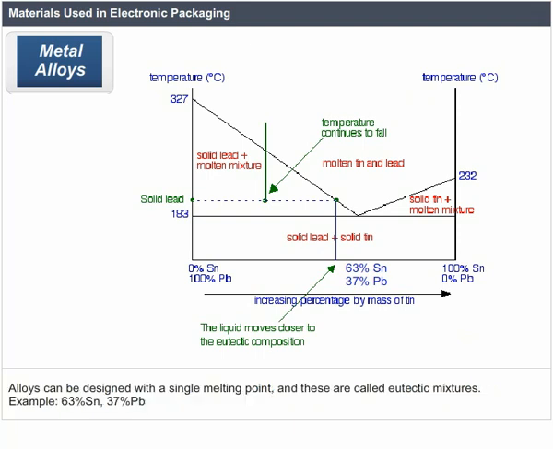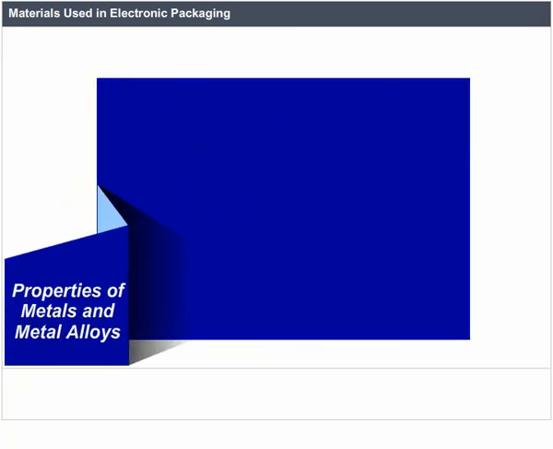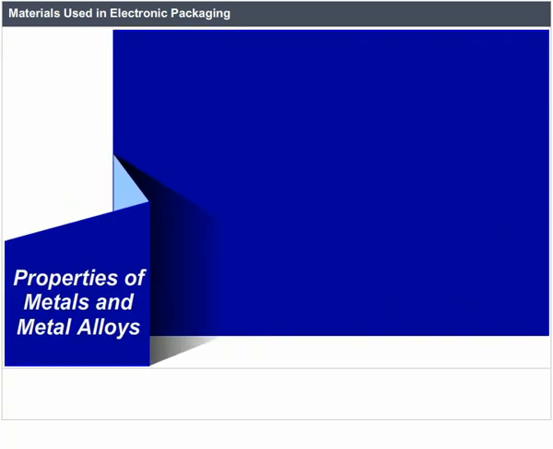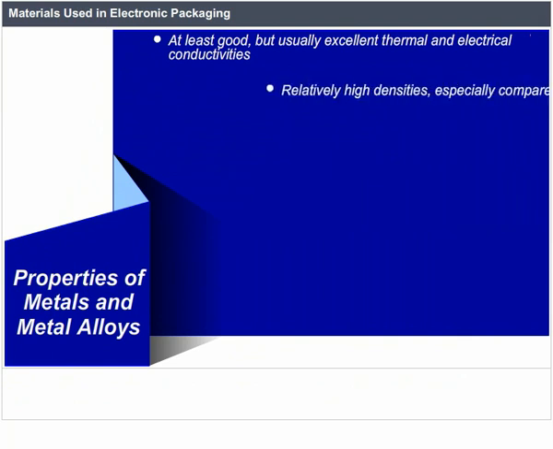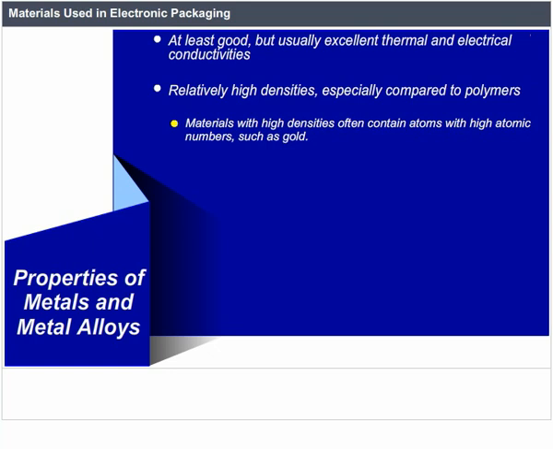Alloys can be designed with a single melting point, and these are called eutectic mixtures. Properties of metals and metal alloys: at least good but usually excellent thermal and electrical conductivities, and relatively high densities, especially compared to polymers. Materials with high densities often contain atoms with high atomic numbers, such as gold.